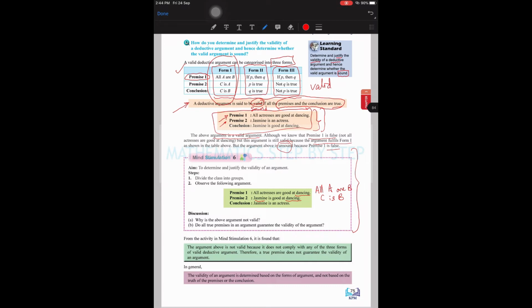So this is B. But then we can see if we compare to form 1 that we have learned just now, this is not in form 1 also. So the above argument is not valid, okay? Because it does not comply with any of the three forms of a valid deductive argument. So the validity of an argument is determined based on the forms of the argument and not based on the truth of the premises or the conclusion. The truth of the premise or the conclusion determines whether the argument is sound or unsound, okay? So I hope now you have learned something new, okay?